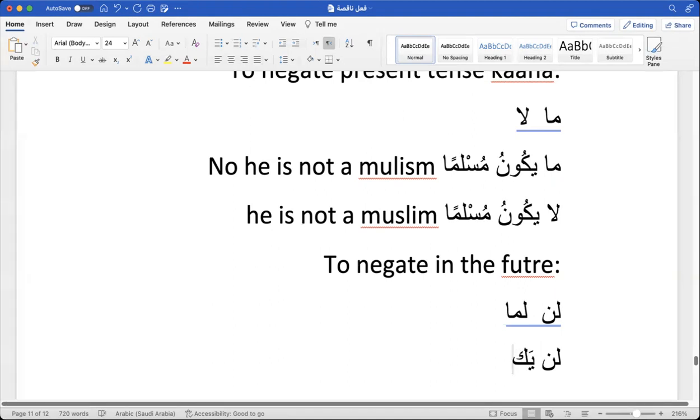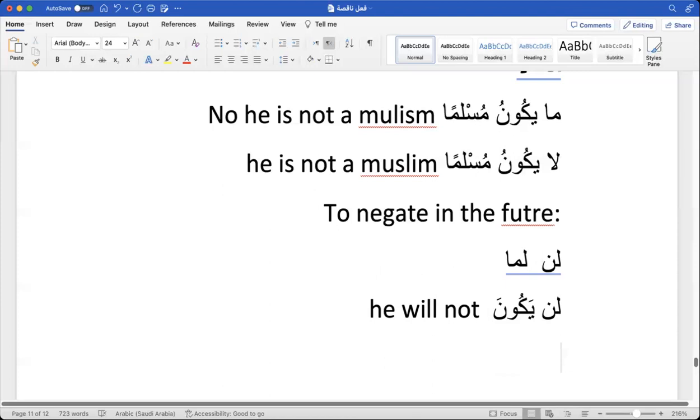Fil mudari? Yakun. No, it will become light. It will become yakuna, not yakunu, right? It will become light. Yakuna. So lan yakuna means he will not. So you can then say he will not go there, or whatever you want to do. So far clear? Yeah, clear. Okay.